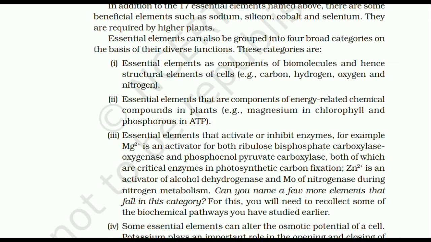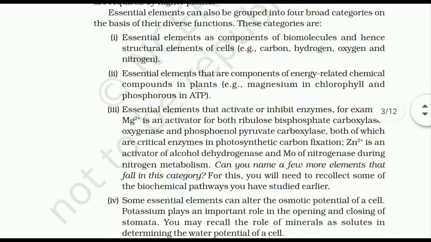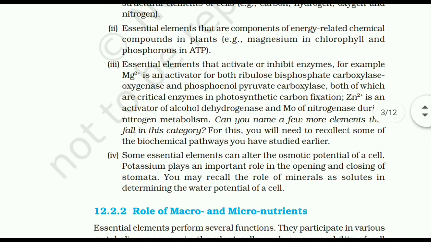Number 3, essential elements that activate or inhibit enzymes. For example, Mg2+ is an activator for both ribulose bisphosphate carboxylase oxygenase and phosphoenol pyruvate carboxylase, that is Rubisco and PEPcase respectively, both of which are critical enzymes in photosynthetic carbon fixation. Zn2+ is an activator of alcohol dehydrogenase and Mo of nitrogenase during metabolism of nitrogen.